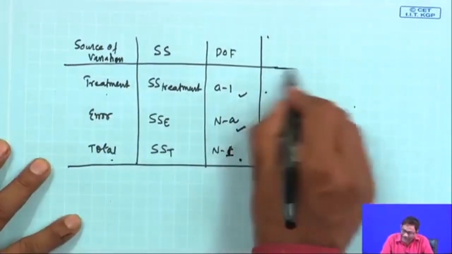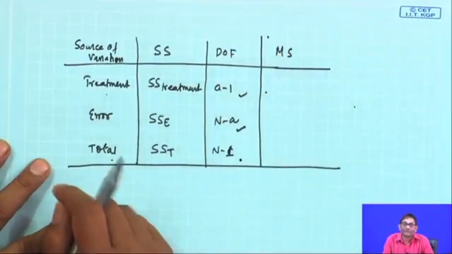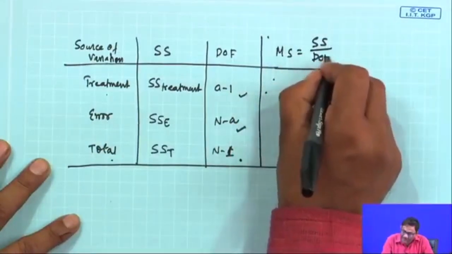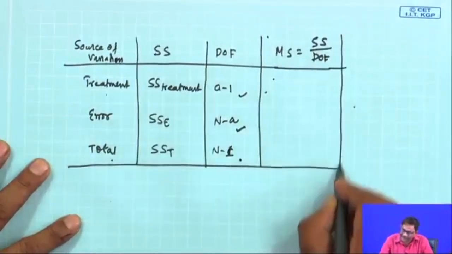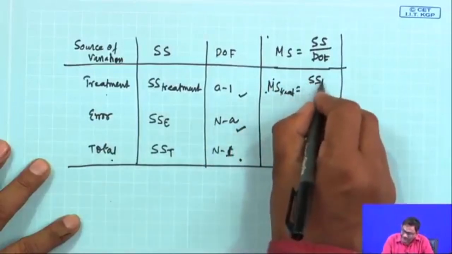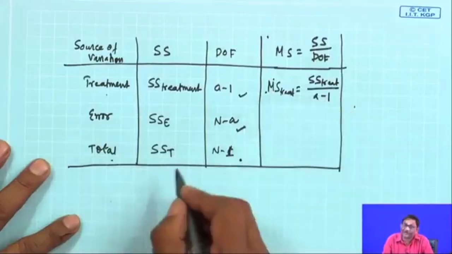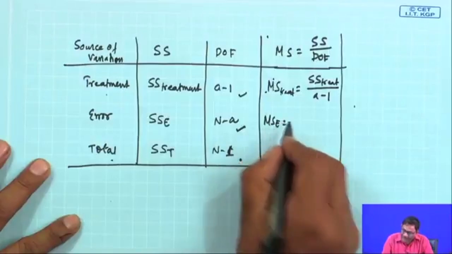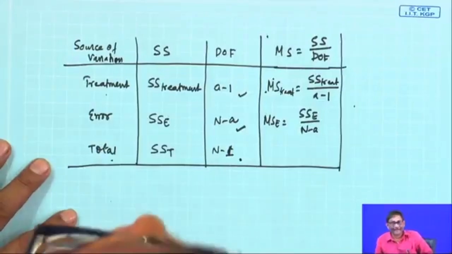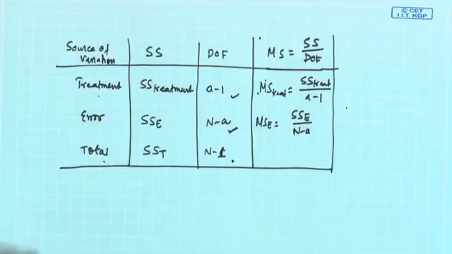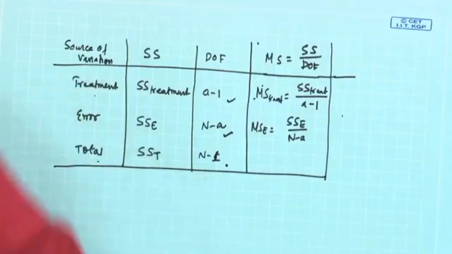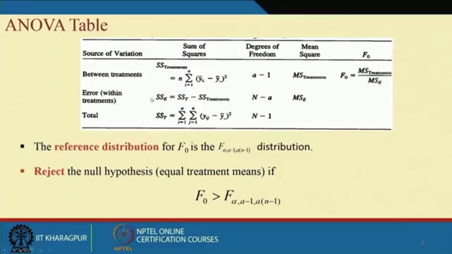Then, what is mean square? Mean square is nothing but SS by DOF, so SS for the respective source. I want to know MS treatment. This will be SS treatment divided by a minus 1. You want to know MS error, which is nothing but SS error divided by its degrees of freedom. Okay. So, in this ANOVA table, you see that everything is there.